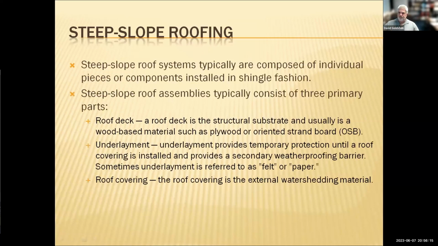When we talk about steep slope, they're typically composed of individual pieces or components that are installed in a shingle fashion. And the steep slope assemblies have three primary parts. I'm just doing this at the moment for background purposes, so that you'll understand the basic differences here. With steep slope assemblies, you've got the roof deck, whatever kind of substrate we're talking about, the underlayment, and the roof covering.